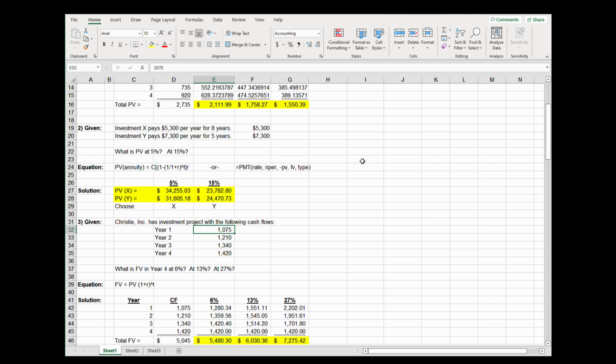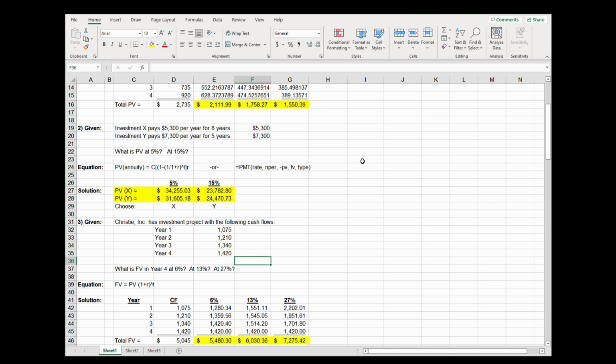Let's look at problem number three. Christie Inc. has an investment project with the following cash flows: $1,075, $1,210, $1,340, $1,420. And I want to know, what is the future value in year four, all the way out in year four, at 6%, 13%, and 27%? So again, I ask myself the two key questions. Do I have an annuity? Answer, no. These four cash flows are all different. So I must go back to Chapter 5.